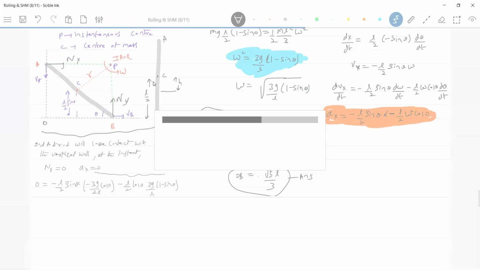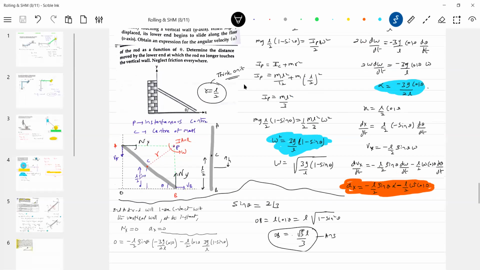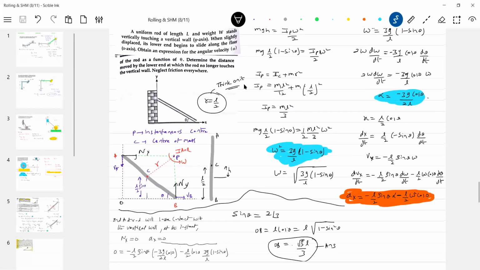How to calculate angular acceleration. So from omega, differentiate further, you'll get the angular acceleration. I just wanted to cover different aspects of the problem. So that's why I picked up this one.